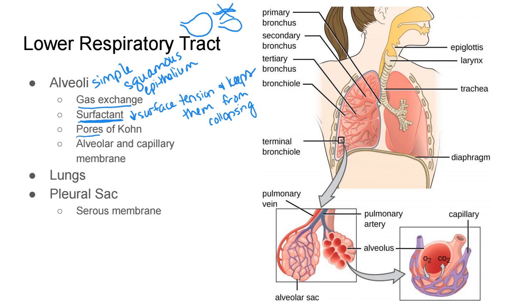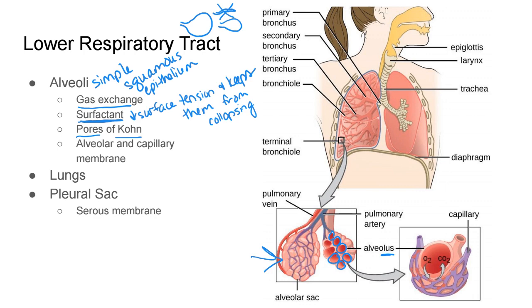Then we also have what are called the pores of Kohn. Those allow for movement of gases and macrophages between the alveoli. You can see in this image here, the alveoli are sometimes described as a cluster of grapes. Each one of these little circles here is an alveolus. That's why alveolus is singular.